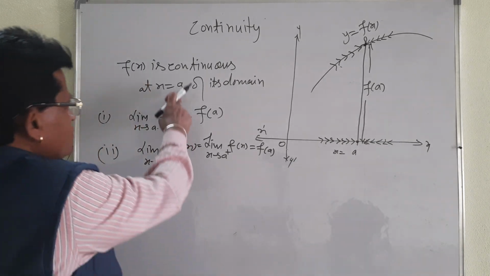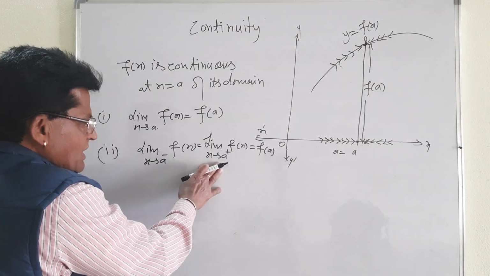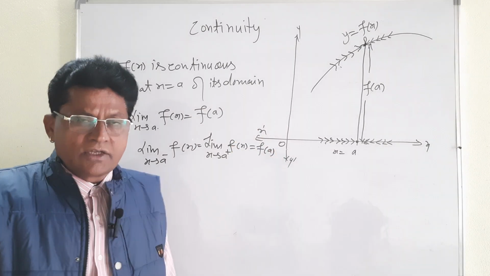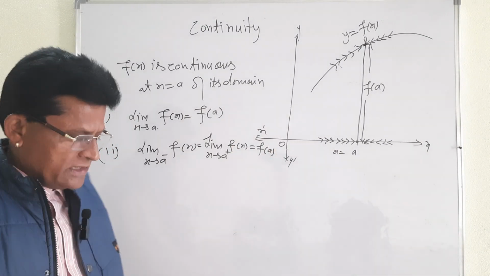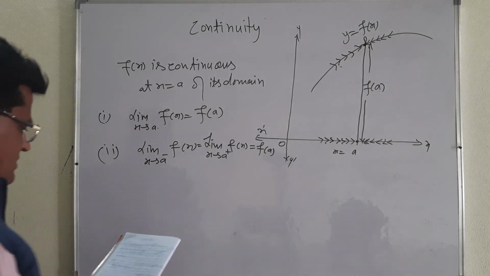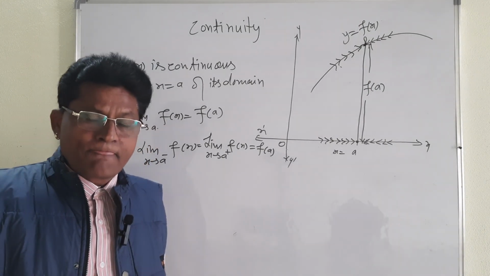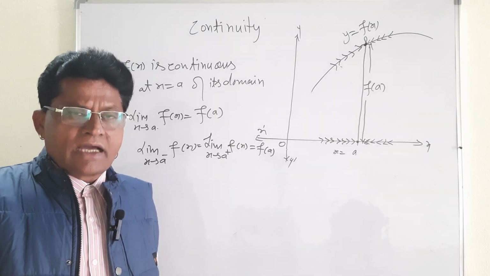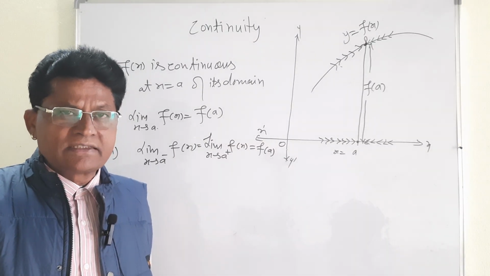And this definition you must keep in mind. If the left limit as well as the right limit are equal and it is equal to f(a), then the function will be continuous. Otherwise, the function will not be continuous. There may be one more thing I will discuss later on. First of all, I will discuss some questions.